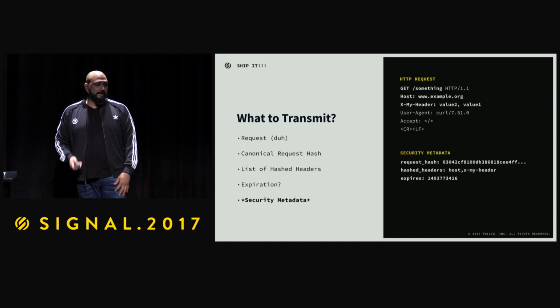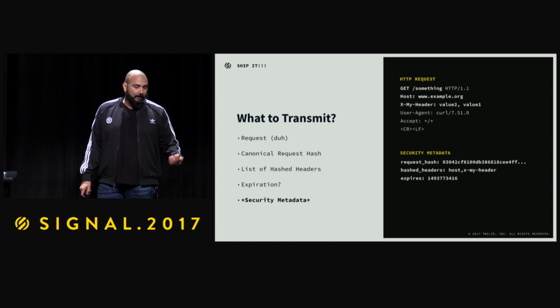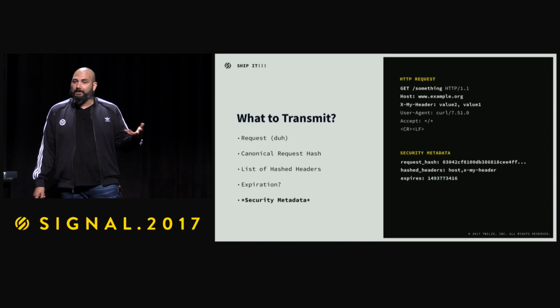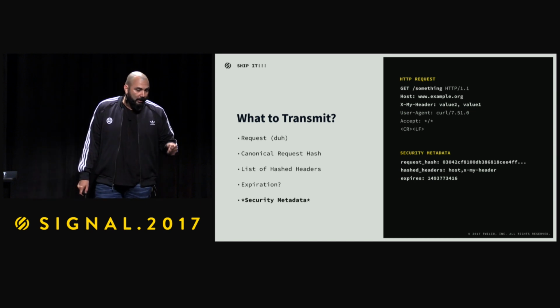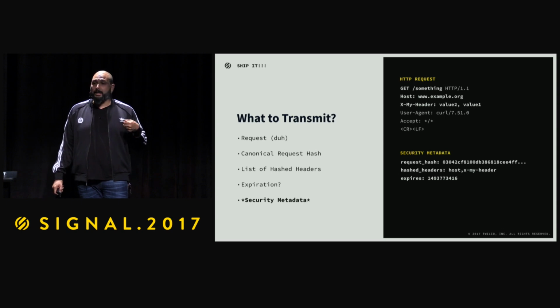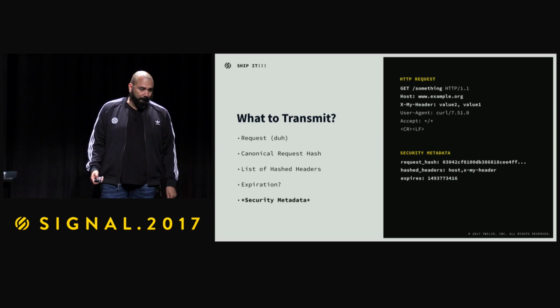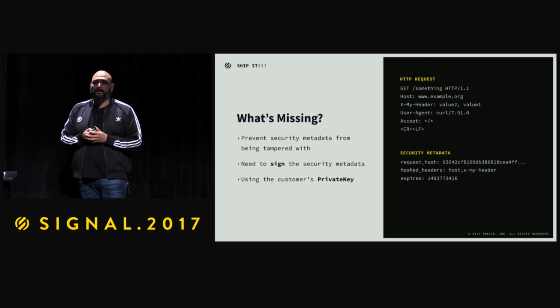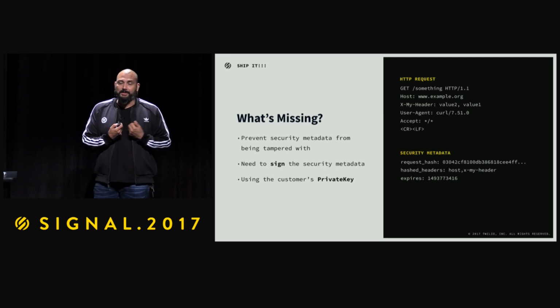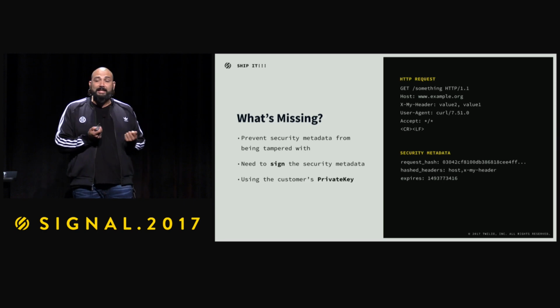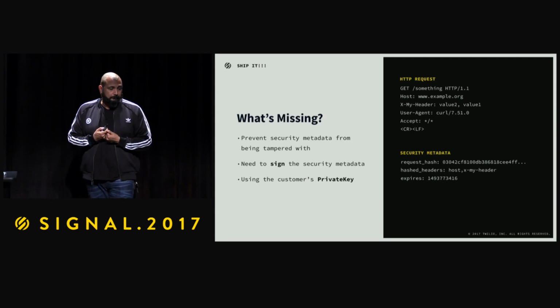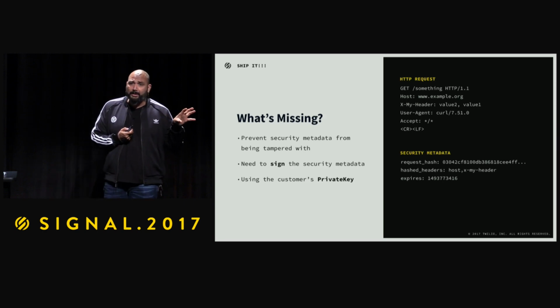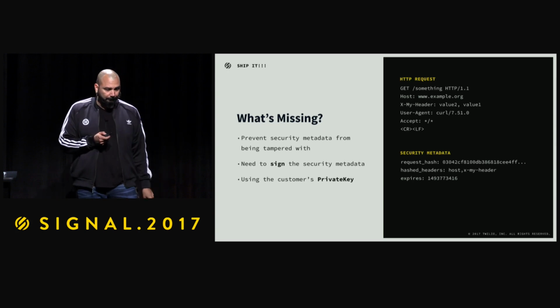So again, on the right side, our example request. There is a request hash, some hash of the canonical form, a list of hashed headers, and an expiration timestamp. But what's missing? Well, we certainly want to prevent this data from being tampered with since it's security metadata. So we need to sign the security metadata. And this happens on the client side using the customer's private key.